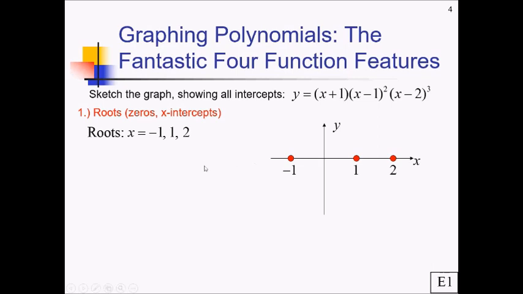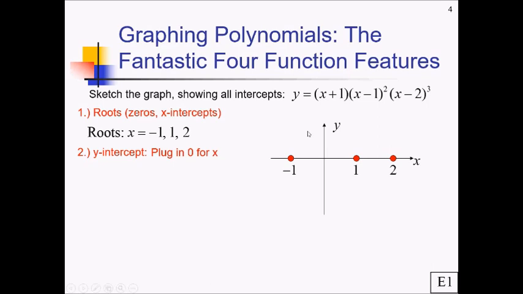So that gives us some x-intercepts, but the instructions said to show all intercepts. So we're also going to find the y-intercept. And you only need to do this if one of the x-intercepts is not the origin. If one of the x-intercepts is the origin, then that also counts as a y-intercept. But here it wasn't, so we have to find the y-intercept independently. So going through and doing that now, the y-intercept is what you get when you plug in 0 for x.